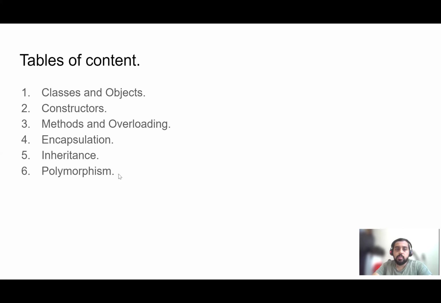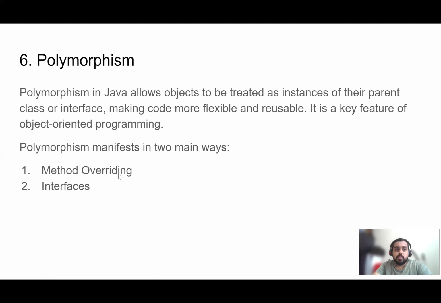So what do you mean by polymorphism? As the name indicates, poly means many, morphism means many versions. So one object having many versions. Polymorphism in Java allows an object to be treated as an instance of its parent. That means in polymorphism, a single object can act differently depending on an input. Are you confused? I'll explain.